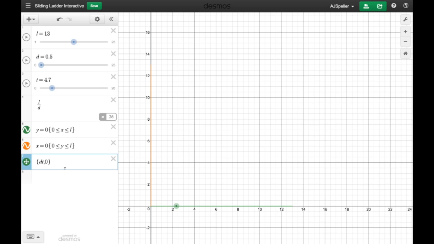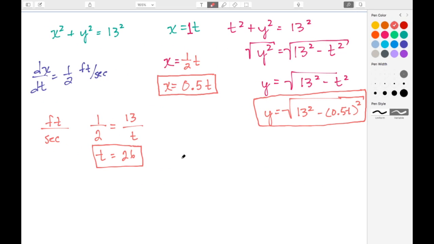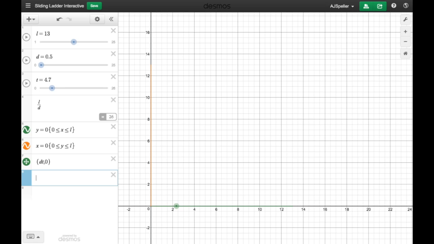Now let's go ahead and show the movement along the wall. Well, to show the movement along the wall, we're going to use this expression here that we have for the y value. So for the movement along the wall, the x value of the ordered pair is going to be 0, and the y value is going to be that square root.